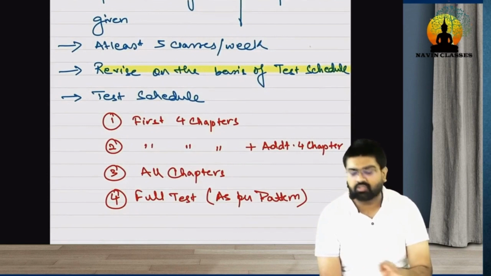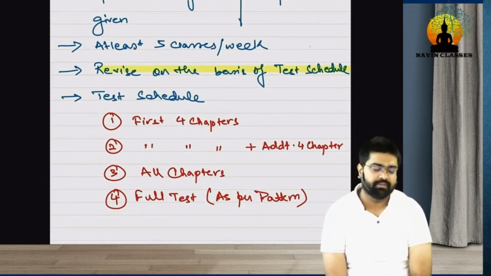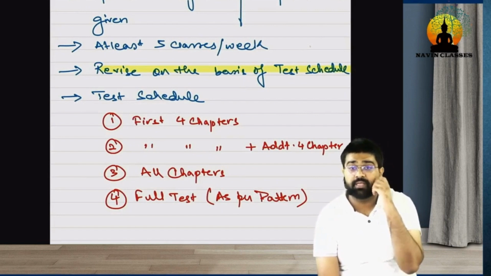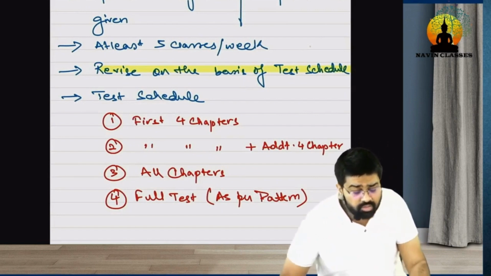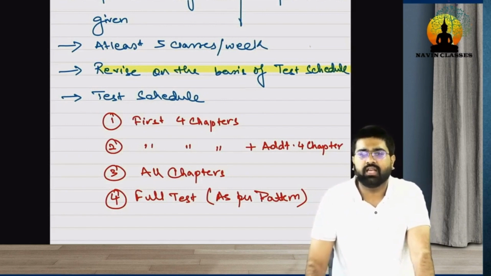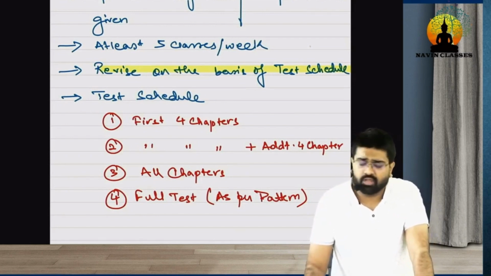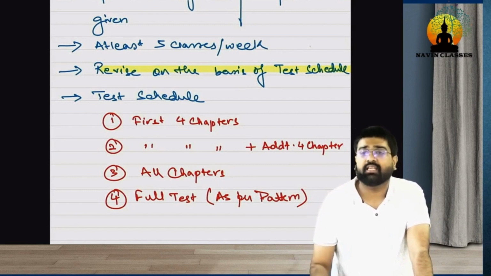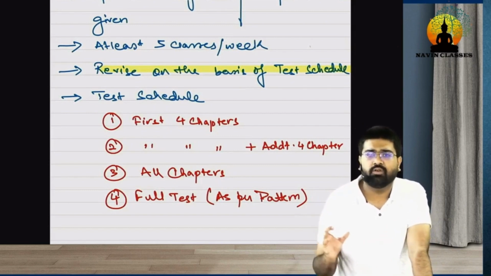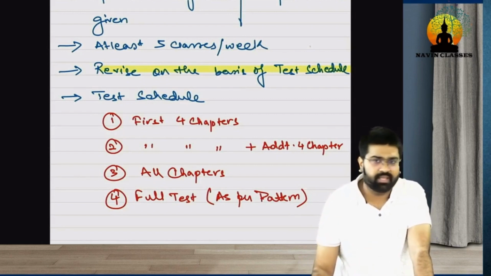But the final 2 tests, all chapters and full test, will be fully as per pattern. But the first 2 sets of test papers can be a little unique. They may not be the same as the institute pattern. And you know why it is like this? It's like this so that you can understand whether you are able to solve the questions. Here we will see the coverage. At last we'll study from the exam viewpoint.